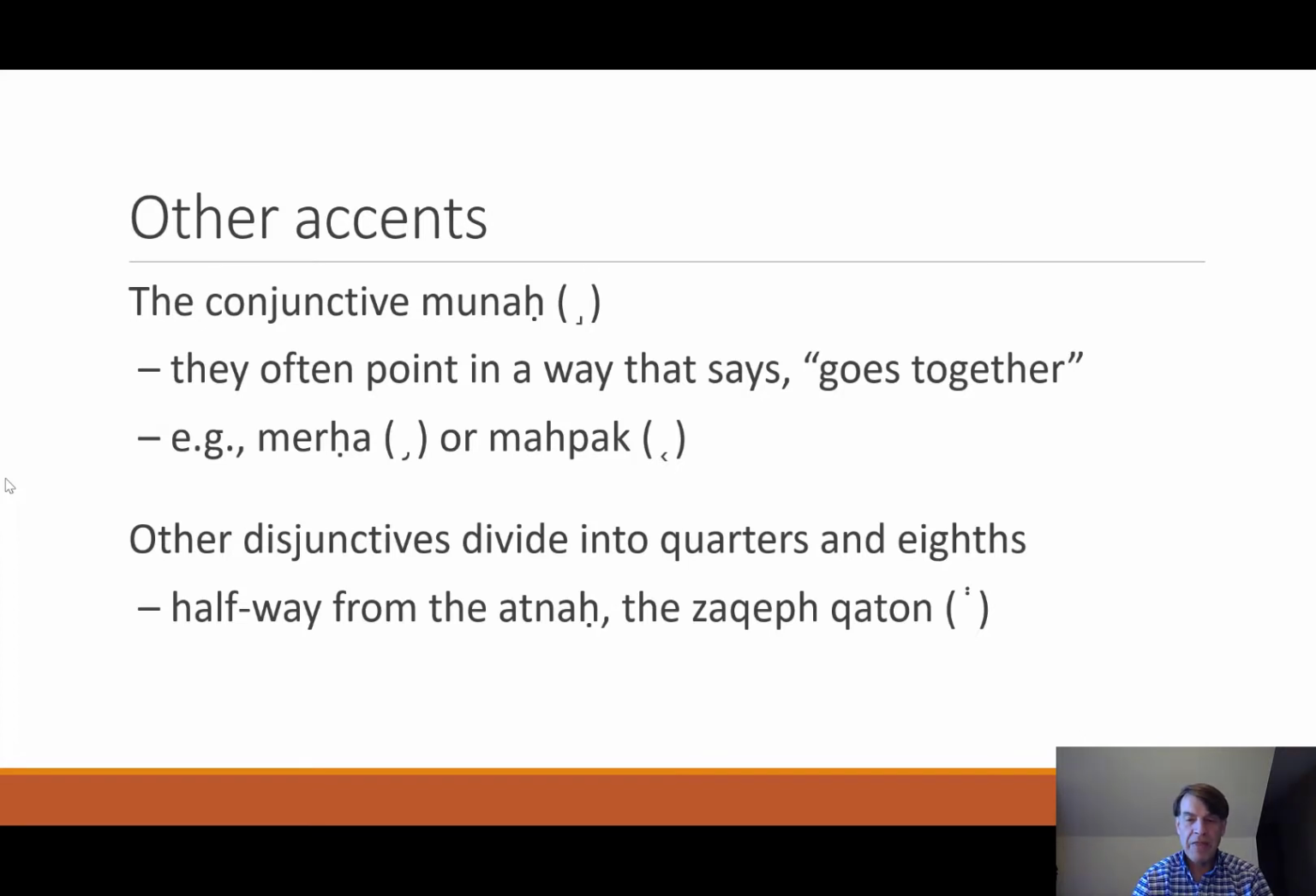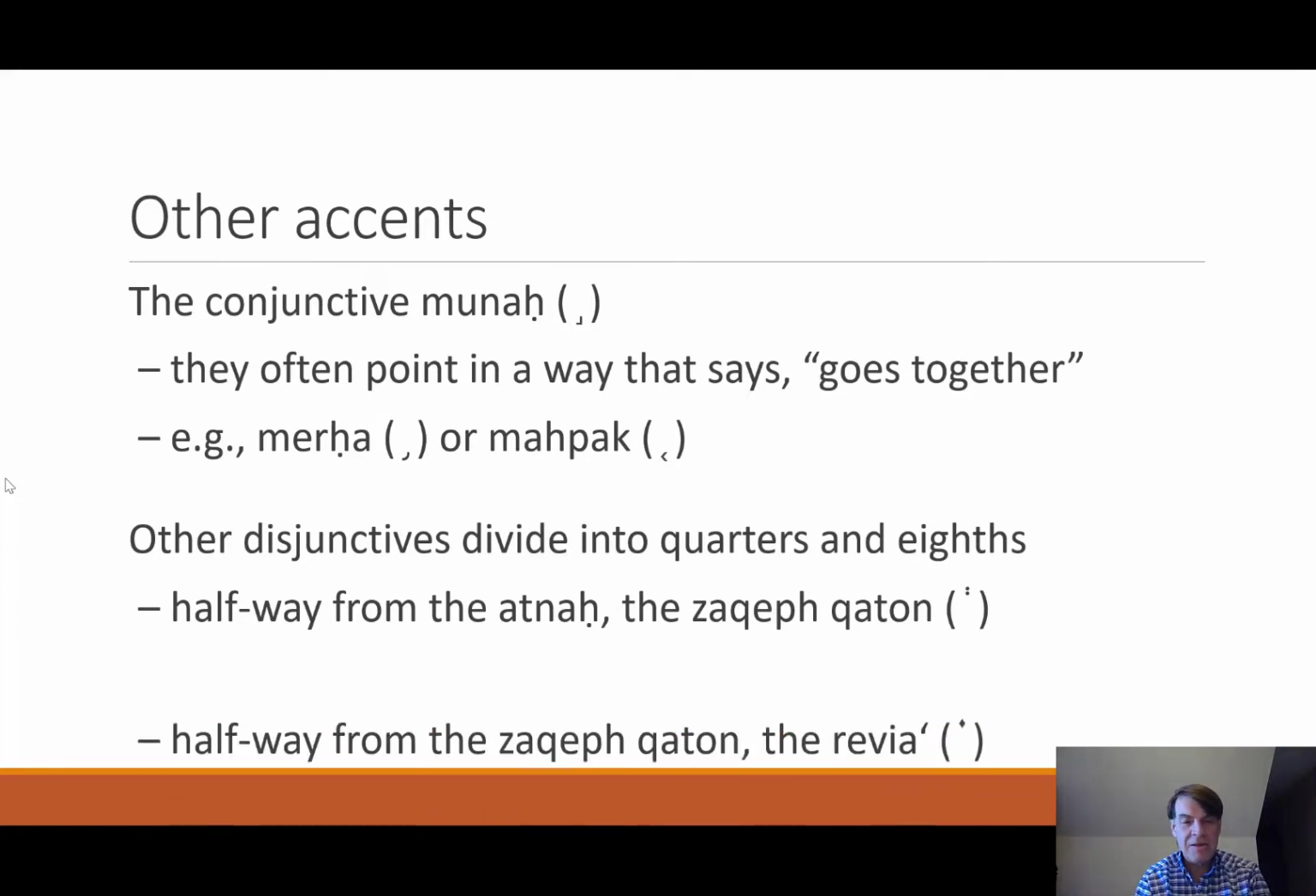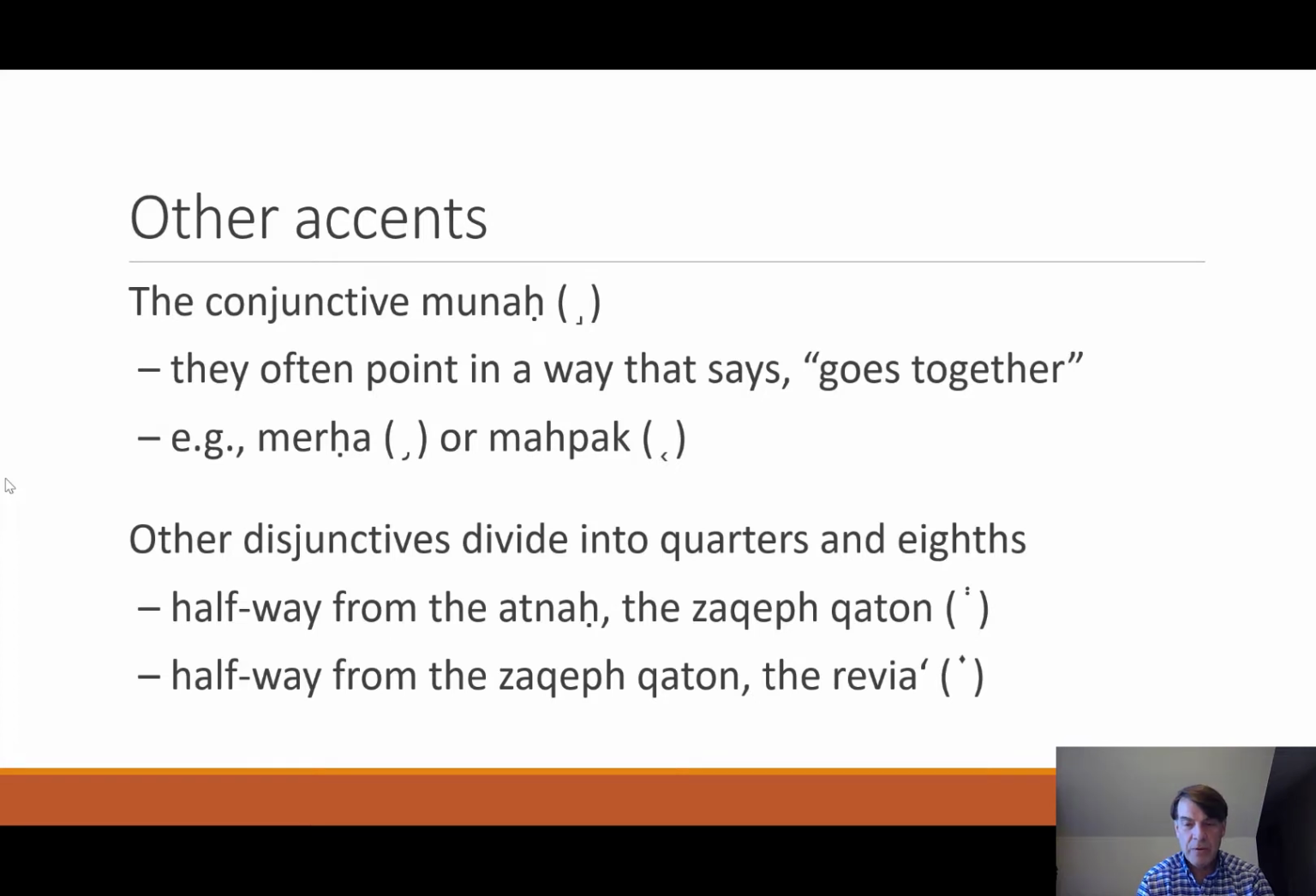And then if you divide the bit from the beginning to the zakef katon, and the bit from the zakef katon to the atnak, and the bit from the atnak to the zakef katon, when you divide it into eighths, then you've got the reviyah. The reviyah is kind of like a little diamond, an accent like a diamond on top of the eighth, as it were. Again, not important to know. The most important thing to know is that these accents are telling you where the primary stress is on a word.